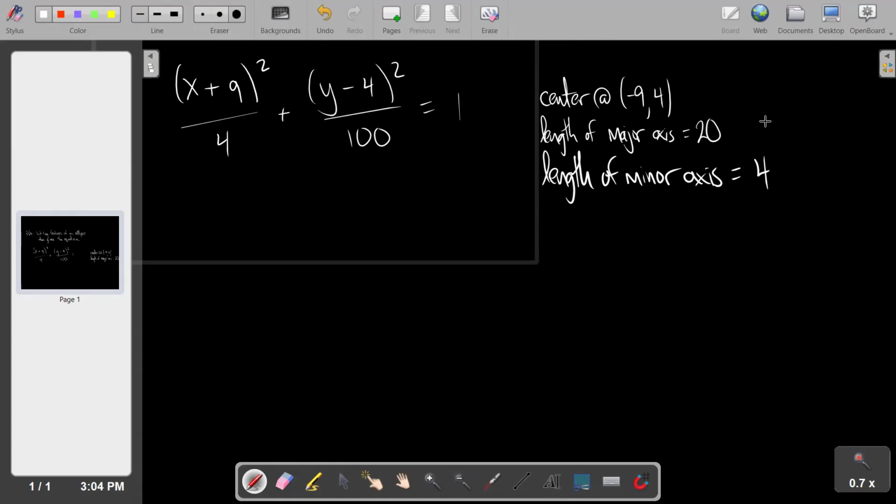Okay. Next up, we have the vertices. I think these next ones are where it gets a little bit tougher. So the first 3 are pretty easy. Last 4, a little harder, maybe.